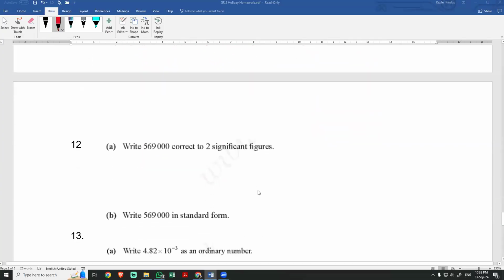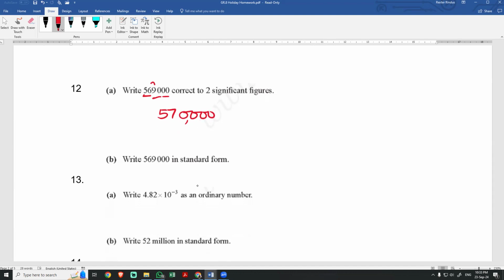The next question, I think this will be the last page. So it says here, write 569,000 corrected to two significant figures. So this is the two significant figures we have, 56, but this is 9. So that will carry onto the number 6. It's going to be 57, then count, there are 4: 1, 2, 3, 4. So that's going to be 570,000 if you are looking for two significant figures.